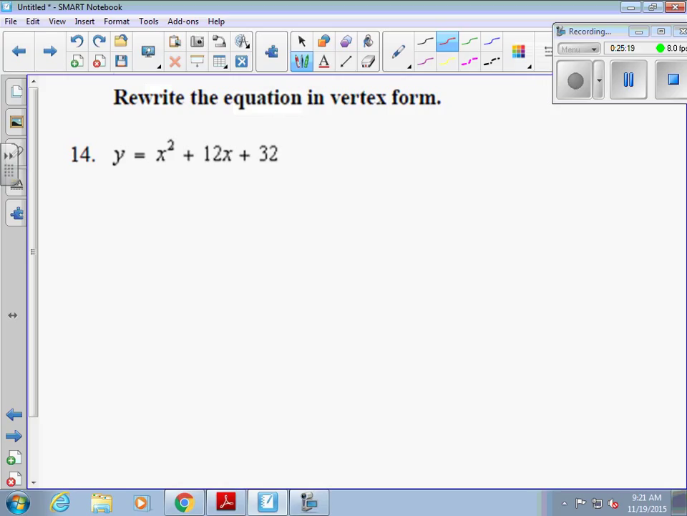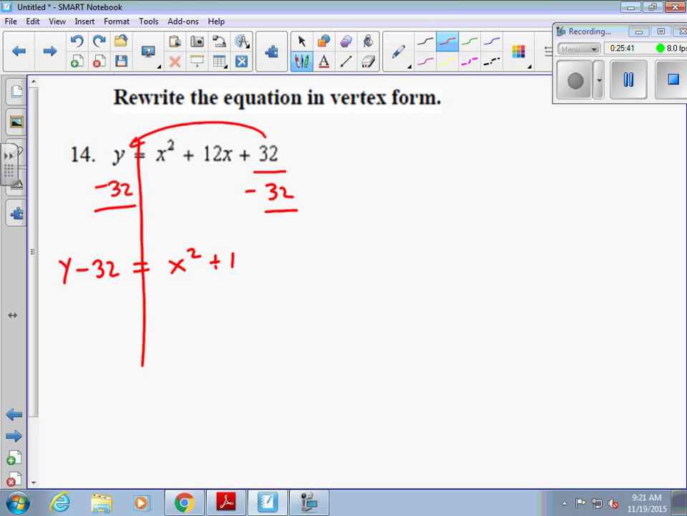Number 14 tells you to rewrite this in vertex form. Well, before you can do that, you need to start off by completing the square. This is a poor c value. It's got to go over. Subtract 32 then to move it. You subtract it there, subtract it on that side. When you do that, you have y minus 32 there is equal to x squared plus 12x plus c. We need a new c value. c is b divided by 2, 12 divided by 2, 6 squared is positive 36.